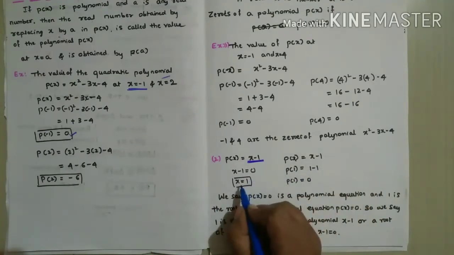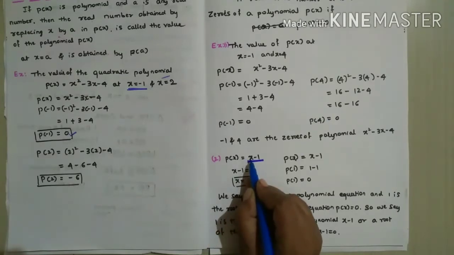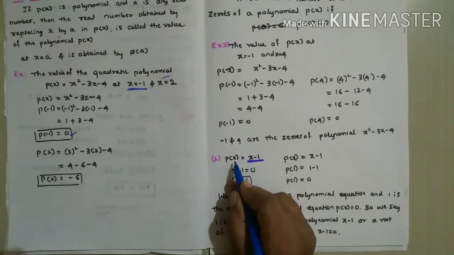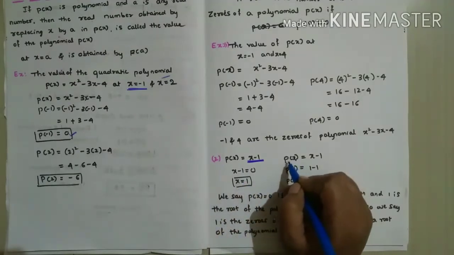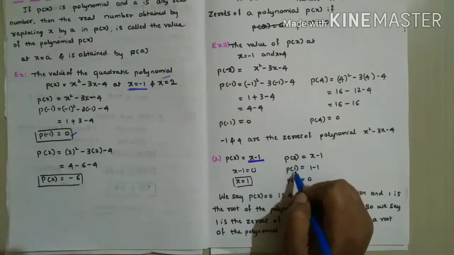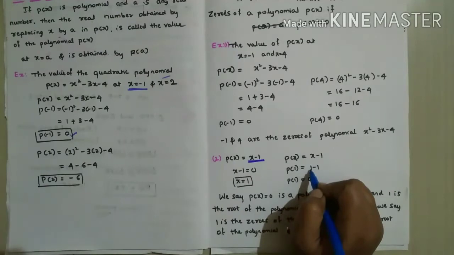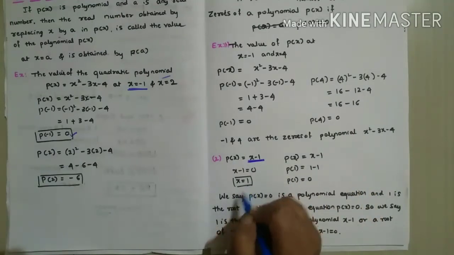We will check it. When we say x equal to 1 is a zero of the polynomial, if you replace x with 1, you have to get the answer as 0. Now I'll check it. p of x equal to x minus 1, in place of x, 1 I will write it. Then 1 minus 1 is 0, so x equal to 1 is a zero of the polynomial.